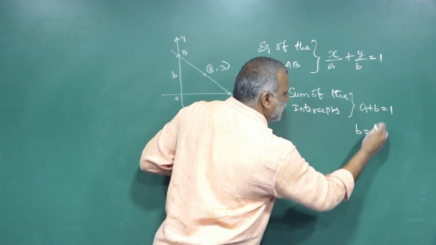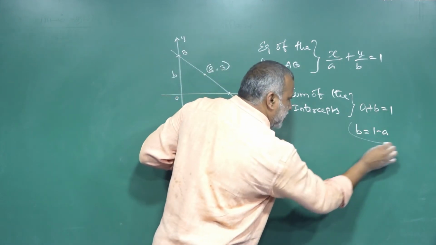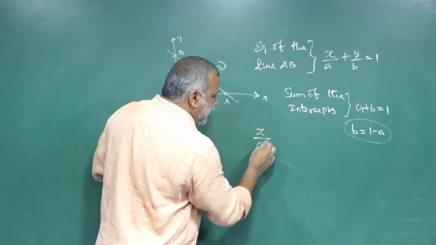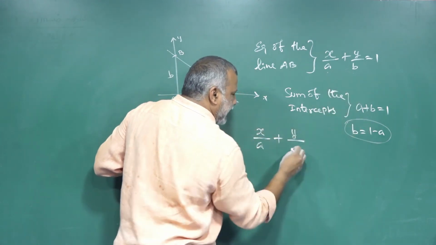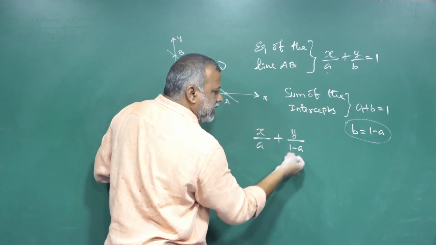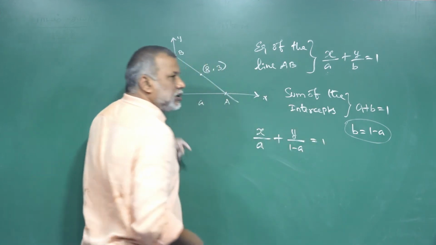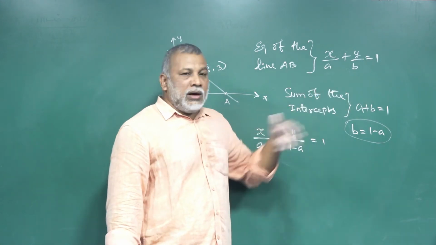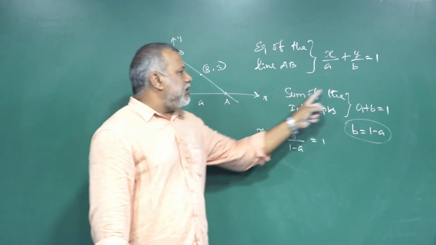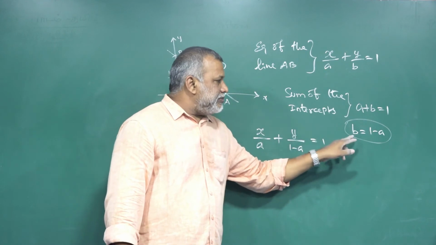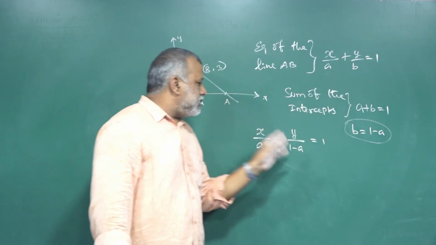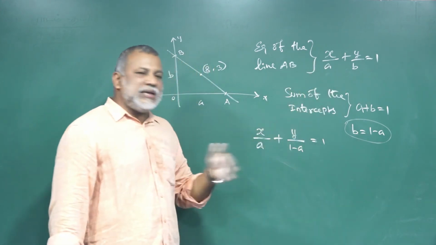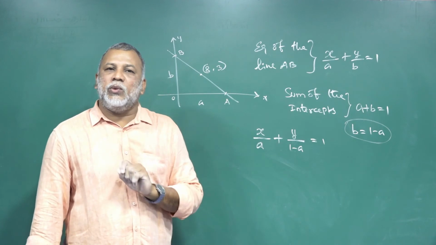I can write it like this, B equal to 1 minus A. So I am going to substitute the value of B here, because here A and B are unknown. So I want to eliminate one. So now, x by A plus y by, instead of B, I am converting to the same letter, so only one unknown, equal to 1. Here A and B are two unknown quantities. If you replace this B as 1 minus A, you have only one unknown.